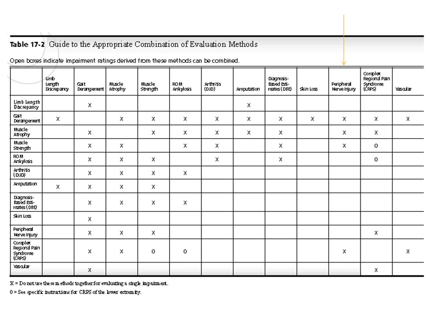So if we look at Table 17.2, the guide to the appropriate combination of evaluation methods, if you locate peripheral nerve injury across the top and then just scan downwards, you'll notice the columns marked with X includes gait derangement, includes muscle atrophy, and includes muscle strength. Those are the impairments that the AMA guides do not allow to be combined.